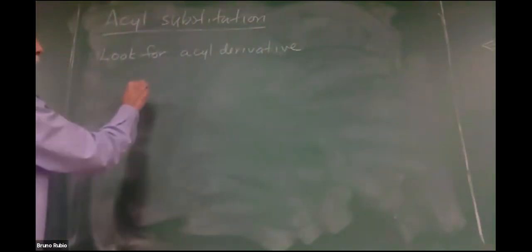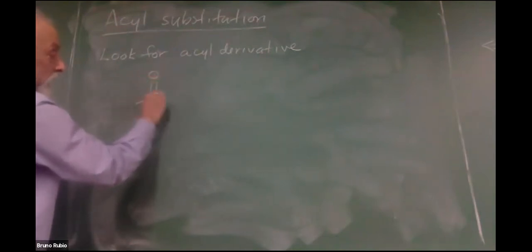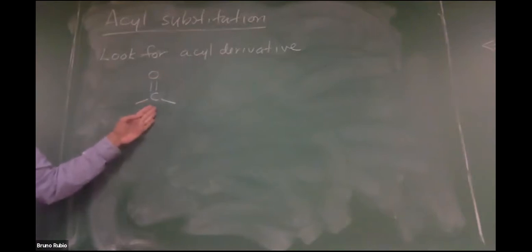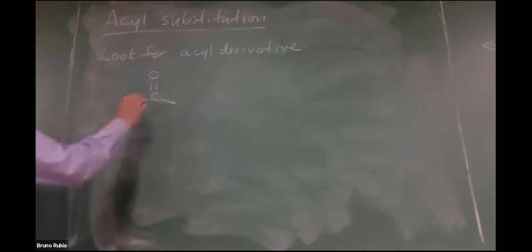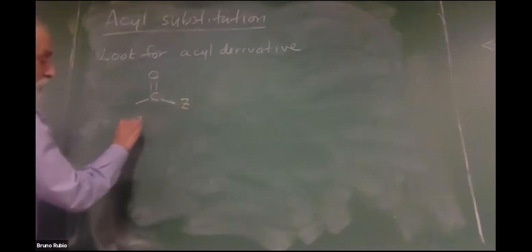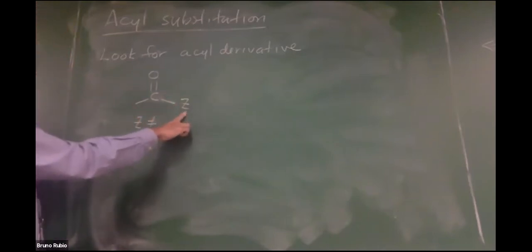Okay. Acyl substitution is a reaction that is engaged in by acyl derivatives. And so what we're doing here is we're going to look for an acyl derivative. And an acyl derivative is a carbonyl compound. It has a carbonyl group in it, but this carbonyl carbon is bonded to something that is not carbon and not hydrogen. So I'm going to call that Z, and I'm going to point out that whatever this atom is, it cannot be carbon or hydrogen.